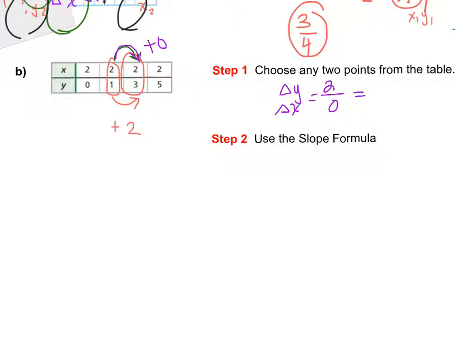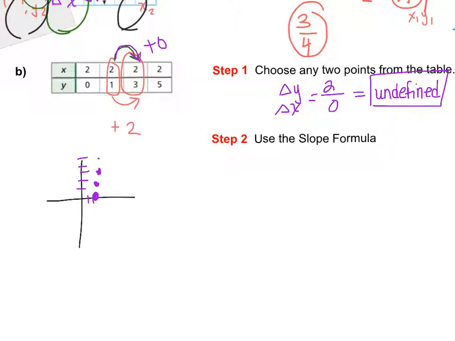Well, 2 divided by 0 is undefined. Anything divided by 0 is undefined. So this must be a vertical line. And if you think about it, if I was to graph all of these points, (2, 0), (2, 1), (2, 2), (2, 3), (2, 5), that's a vertical line. So I realized by looking at this that even though it is a line, it's not a function.